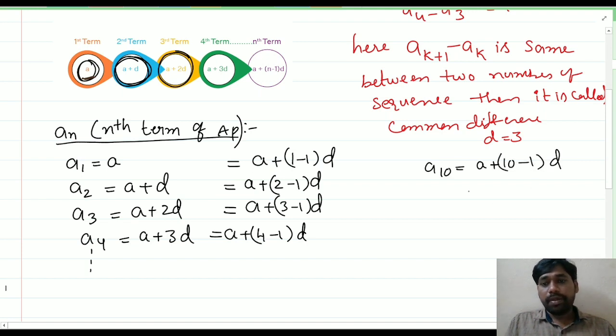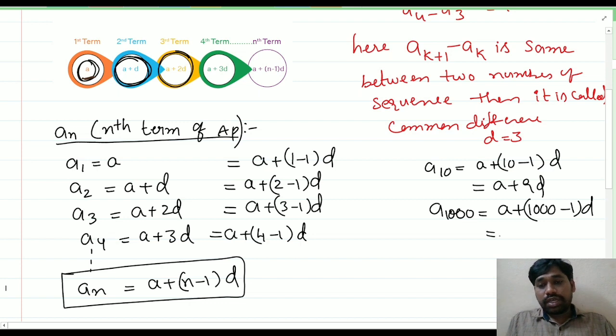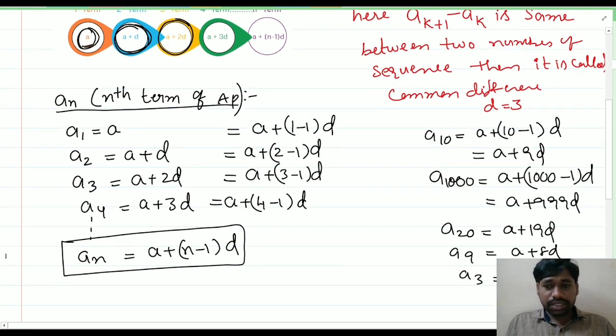If I say the thousandth term, it is A plus (1000 minus 1) D. Similarly, if I say the nth term, then it is A plus (n minus 1) into D. I hope you understood, right? This is nothing but the nth term of AP. So the thousandth term is A plus 999D. If I ask for the 20th term, directly you can answer: A plus 19D. The 9th term is A plus 8D. The third term is A plus 2D. Just subtract 1 and tell me.